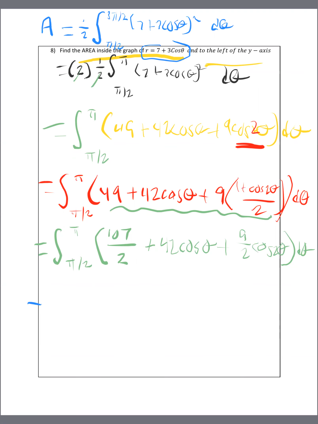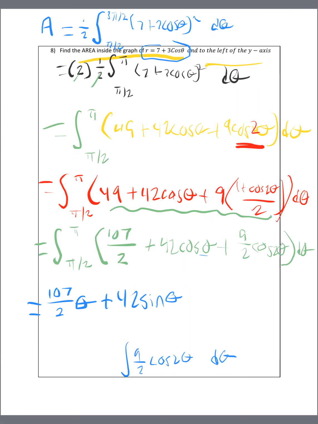But when we integrate this, you go term by term and you integrate. So 107 over 2 just ends up becoming 107 over 2 theta. We're dealing with theta, so don't write x, write theta. Like I said, the integral of cosine is sine, so you end up getting 42 sine of theta, right? And then the integral of 9 over 2 cosine of 2 theta. This is the one I like to do on the side. So you have 9 over 2 cosine of 2 theta, right?